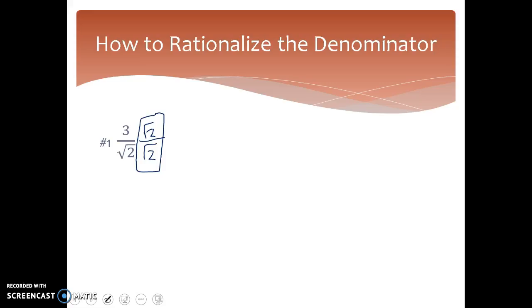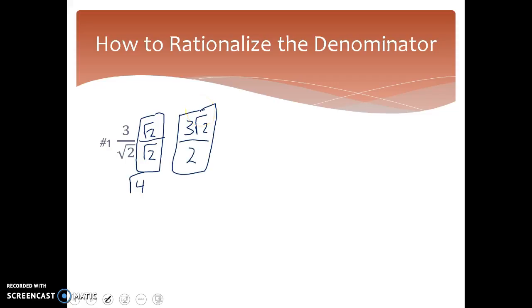When I multiply the numerators together, I'm going to have 3 times the square root of 2. But when I multiply the denominators together, it's the square root of 2 times the square root of 2, which I could say is the square root of 4. But the square root of 4 is 2. And so this, in a more simplified version, would be 3 radical 2 over 2.